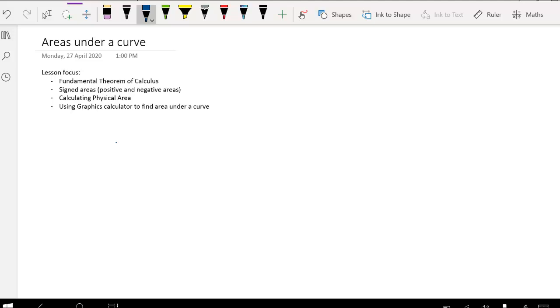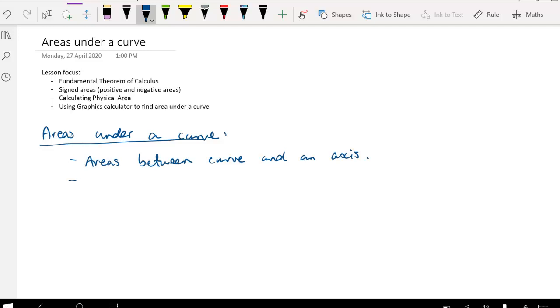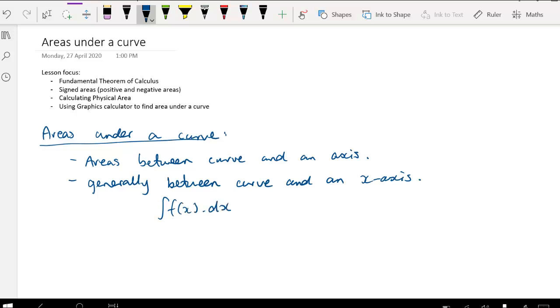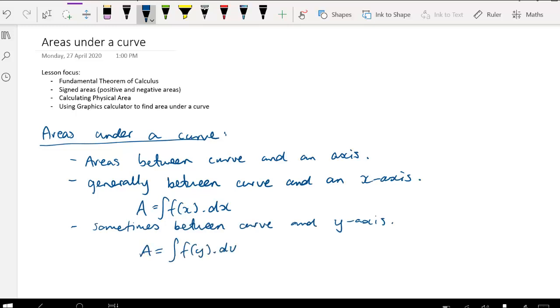Hello students. In this lesson today we're focusing on areas under a curve, that is, areas between the curve and an axis. Most of the time this will be areas between a curve and the x-axis, so that means we're looking at the integral of f of x with respect to x as the area, but sometimes it can potentially be the area between a curve and the y-axis.